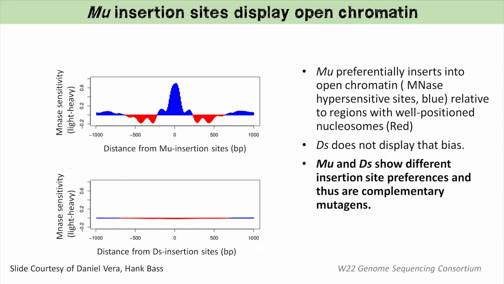And what we can see here is that when Daniel mapped the mutator positions relative to these micrococcal nuclease sensitivity sites, you can see a peak right at the mu insertion site. And we do not see that same bias with DS. So that suggests that the mutator elements are looking for these open chromatin structures. And we do see a number of mu insertions when we look globally across the genome that fall into promoters or UTRs, which would be consistent with this micrococcal nuclease mapping.